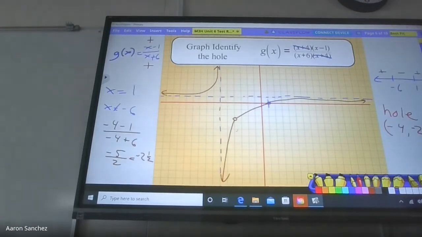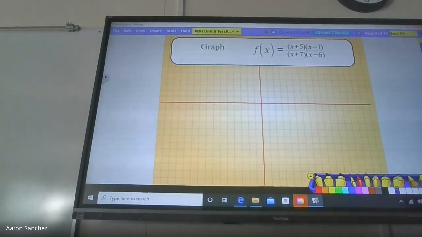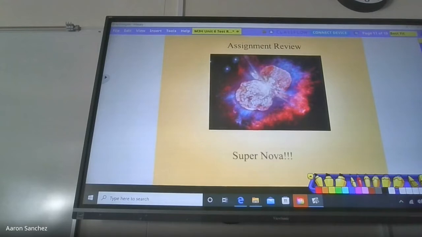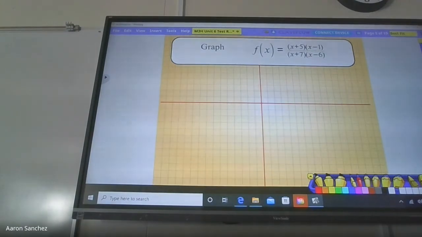So everything else, I think that's the hardest one. Then you have this one. Then you have that one. Then you have that one. Then you have that one. Ooh, there's a lot. Then you have that one. Oh, you know what that is? Supernova. Oh, I wrote it on there. All right. We'll go a little bit faster with these, okay? You guys ready to graph this?